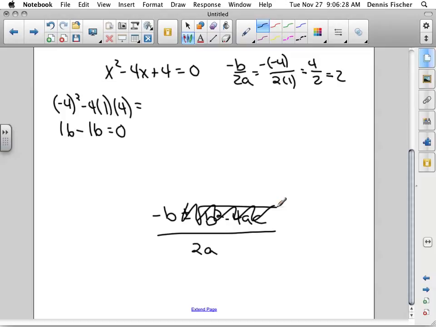What question for you? When do I want to find the vertex? When I find the maximum or minimum. I usually do not use the vertex formula to solve anything. In other words, if I say solve this equation, I'm not asking for the max or min. If I say solve the equation for the max or min, then I use the vertex.